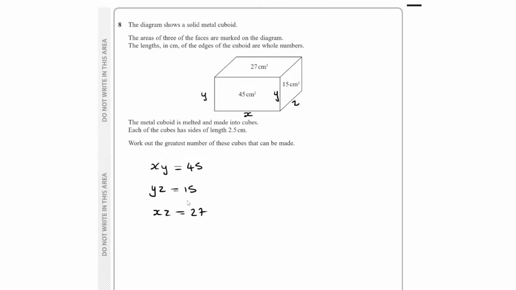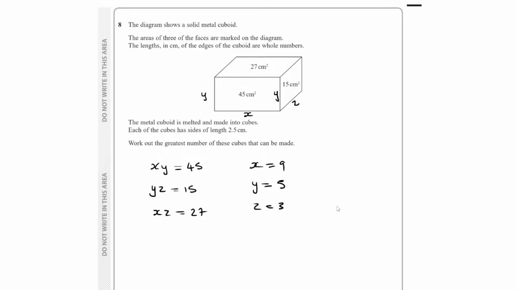And I feel like they've chosen quite nice numbers. Like the same number has to divide into 15 and 27. That's obviously going to be 3, isn't it? Things like that. The same number here, let's see. That would make that 5? And then that would be 9. Yeah, so I would say x is 9, y is 5, z is 3.